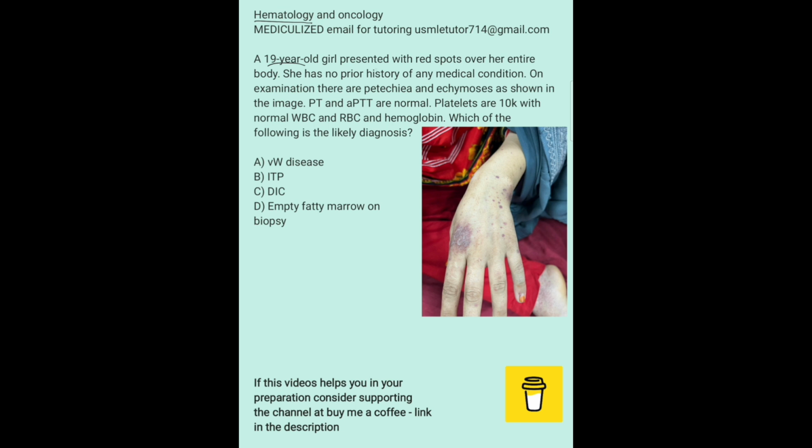We had a 19-year-old girl presented with red spots over her entire body. She has no history of any medical condition. On examination, there are petechiae and ecchymosis, as shown in the image. PT and APTT are normal. Platelets are 10,000 with normal WBC, RBC, and hemoglobin. Which of the following is the most likely diagnosis?